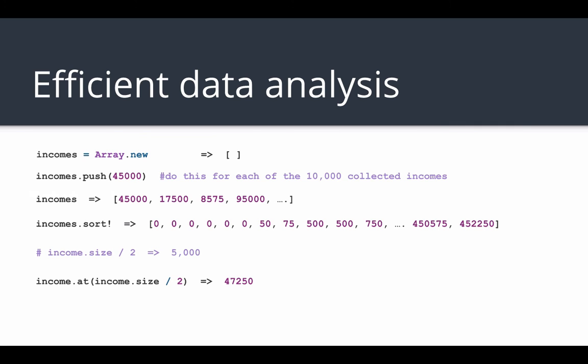So if we want to pull that value out of there, we can do incomes.at(incomes.size / 2). And I left the s off of that. So if you're following along, make sure you type in the s on incomes. And then it's going to give us our median value of, say, 47,000. Cool. So let's actually see this happening in action now.